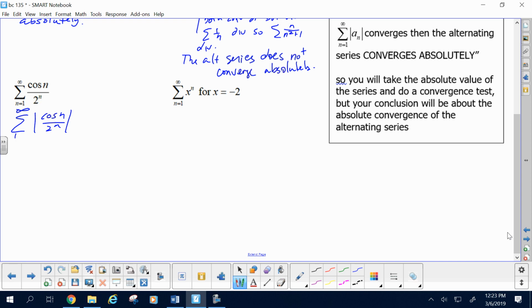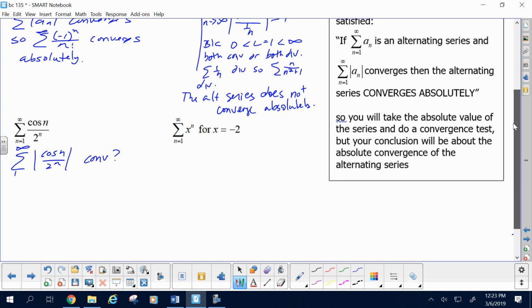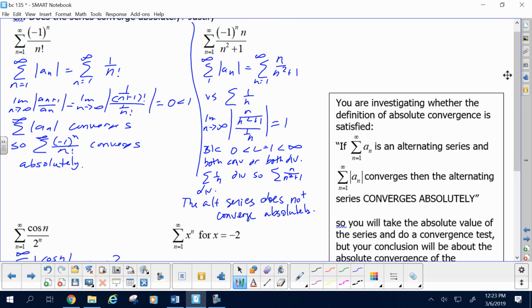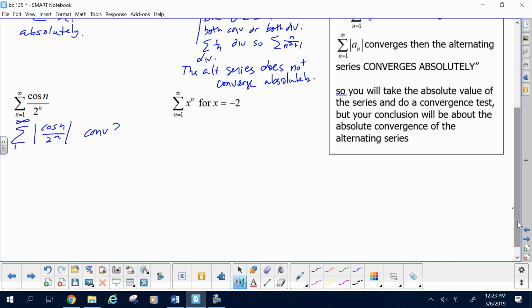Now, this is going to go a little different. Does this converge? Before, after I took the absolute value, I said the absolute value just dumps the negative 1, and boom, I just looked at it without the absolute value, right? This is going to be a little different. I'm going to keep the absolute value. And what kind of test would you use? What do you think?